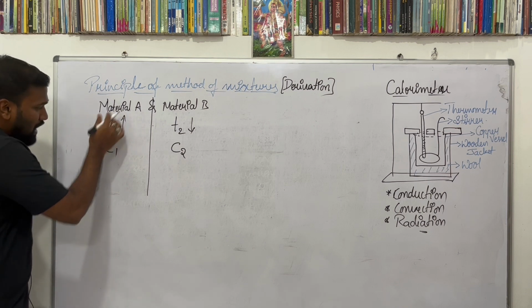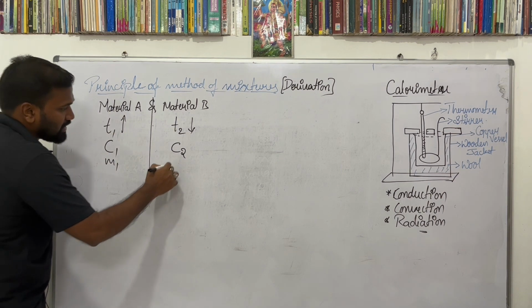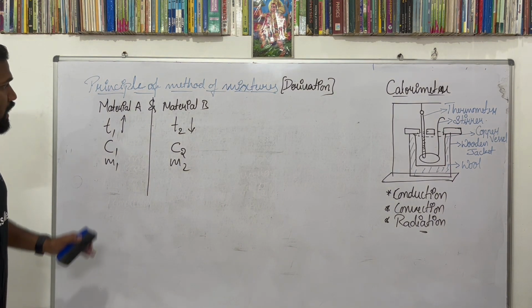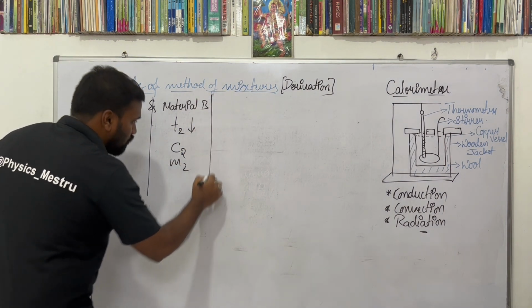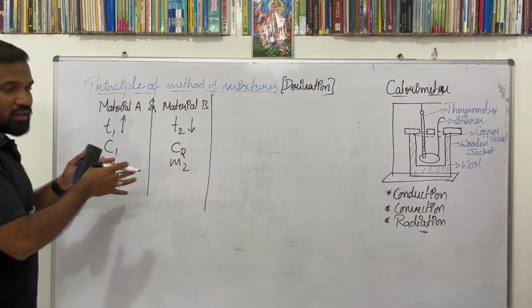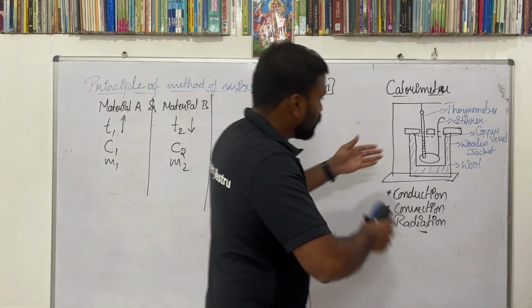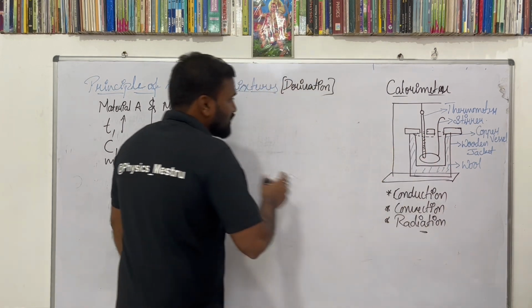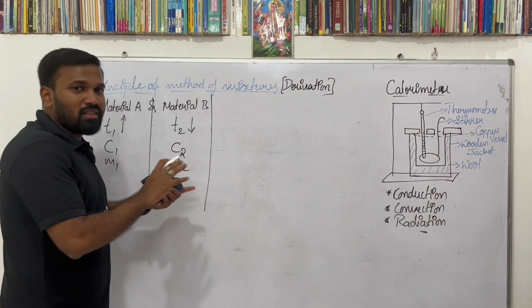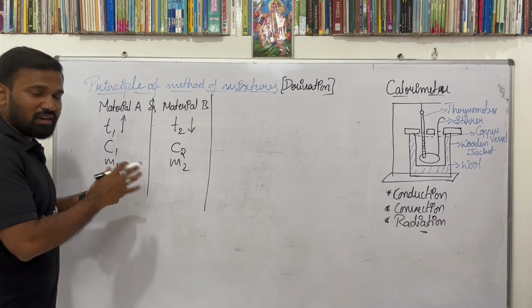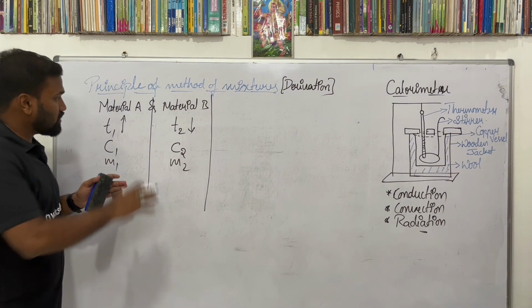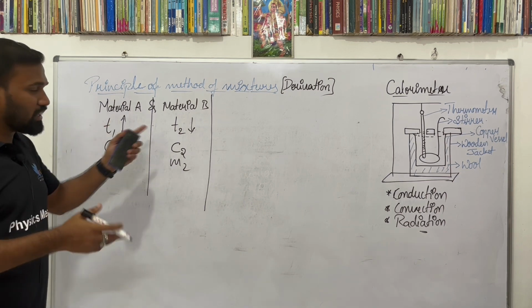Let me take the mass of material A as M1, and the mass of material B as M2. What we have to do by taking these two materials is pour them inside the calorimeter. When we insert those two materials, there will be heat exchange, heat transfer from material A to material B, because material A's temperature is more than material B's.